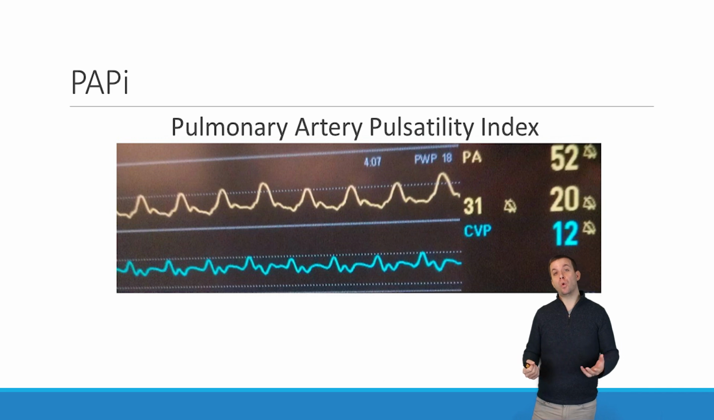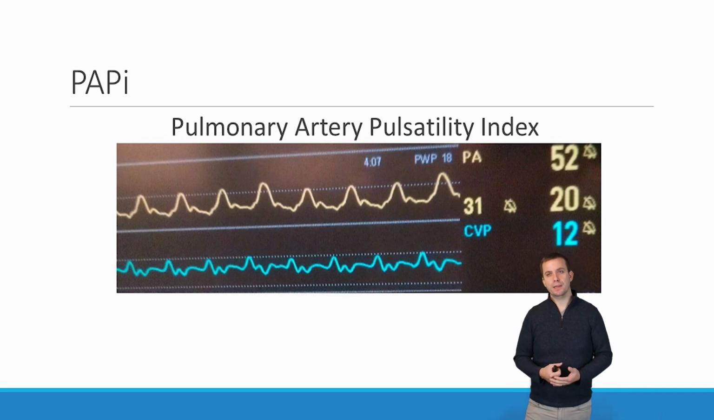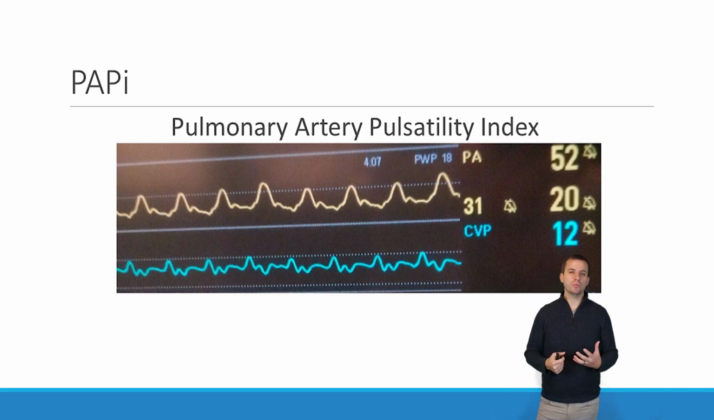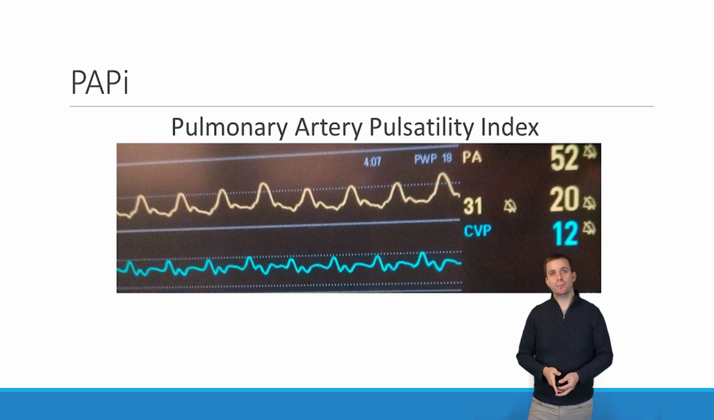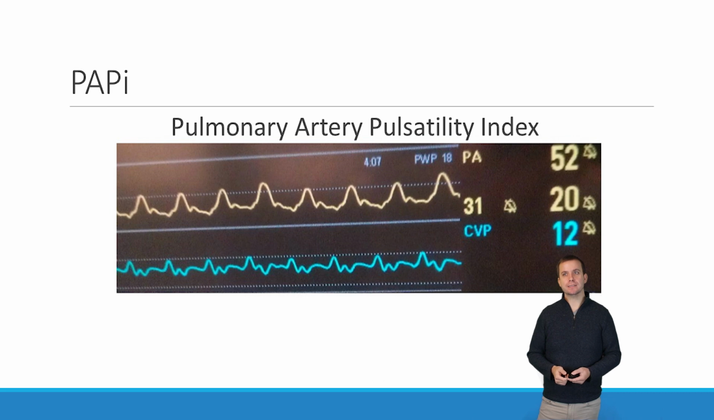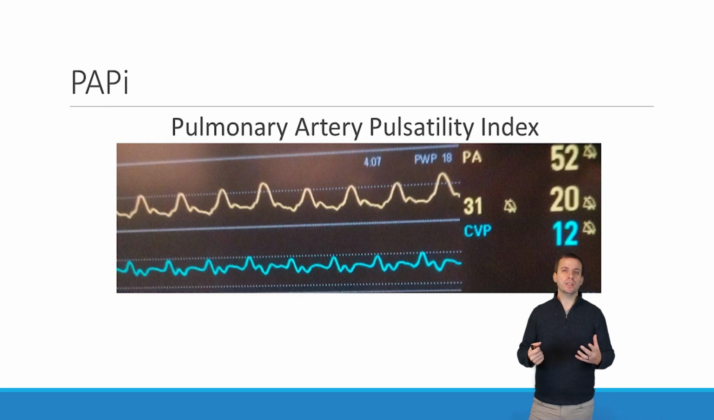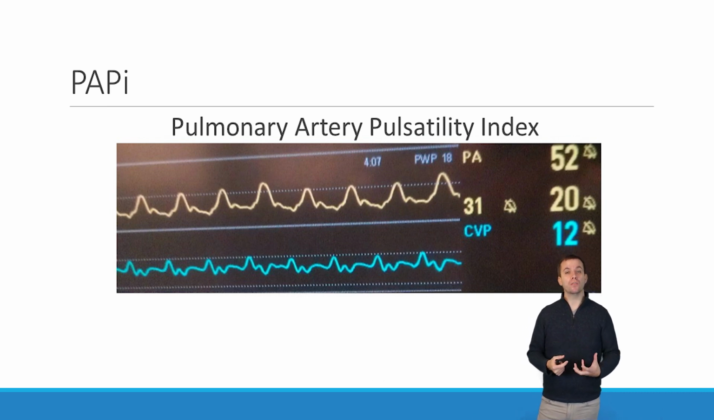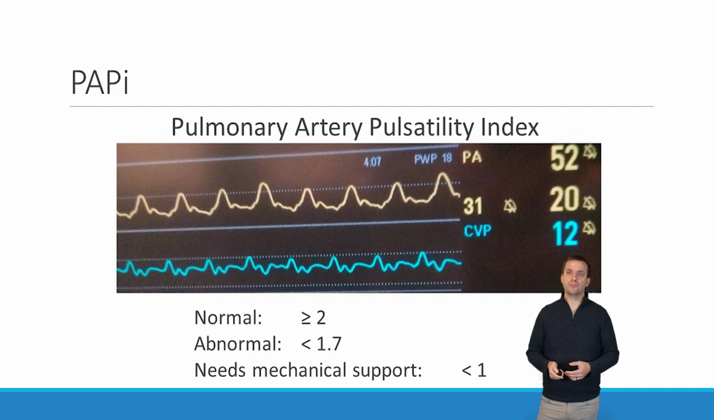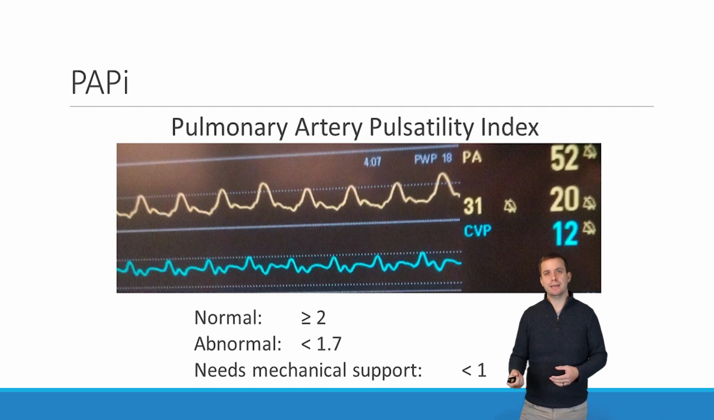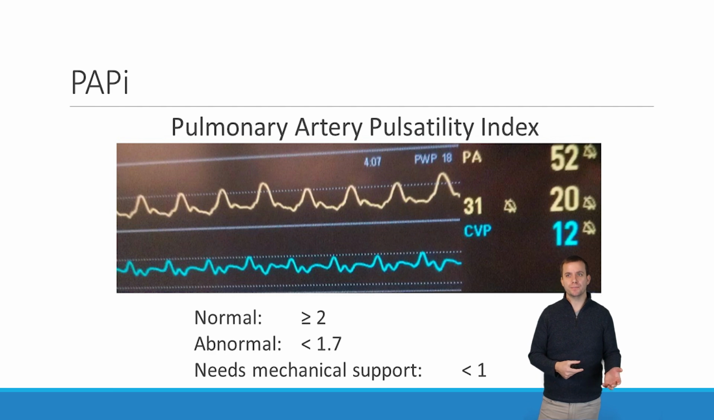If there is a Swan in place, or a pulmonary artery catheter in place, there are 3 other ways that you can really look at the function. PAPI, which stands for pulmonary artery pulsatility index, gives you a really good idea of how well the RV is contracting. If you look at the formula, it is your PA systolic minus your PA diastolic divided by CVP.